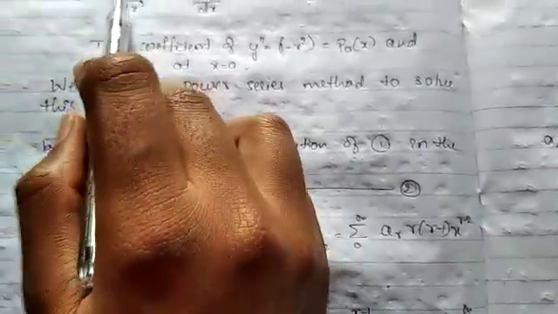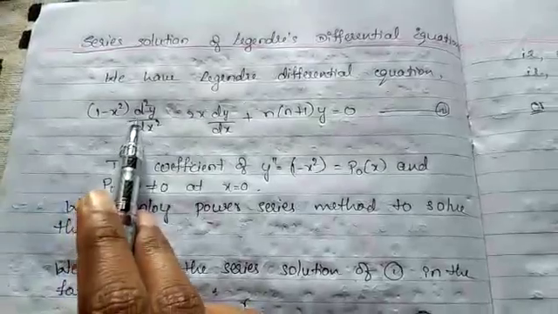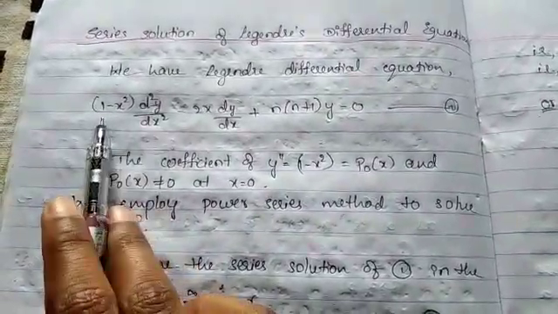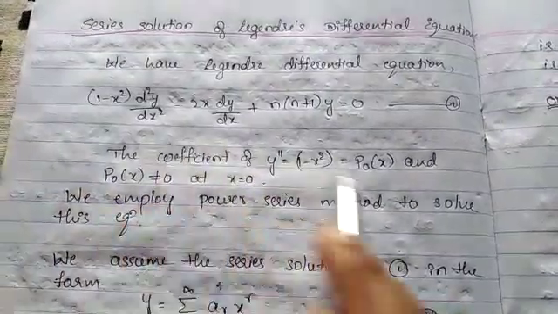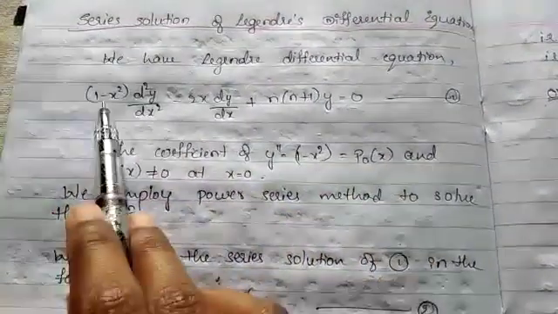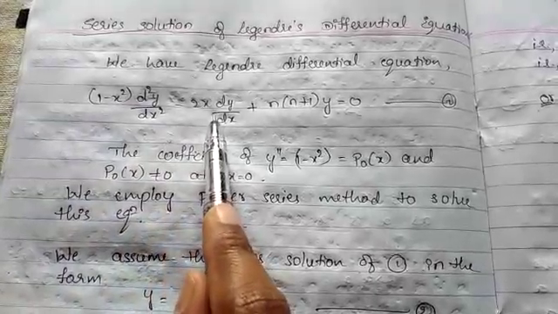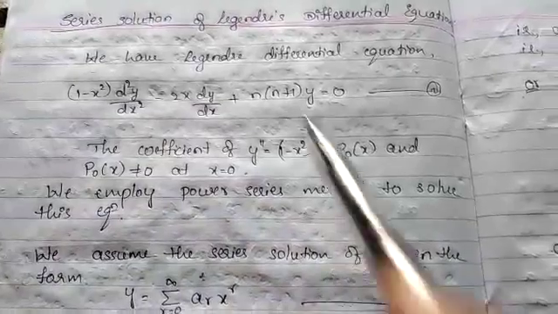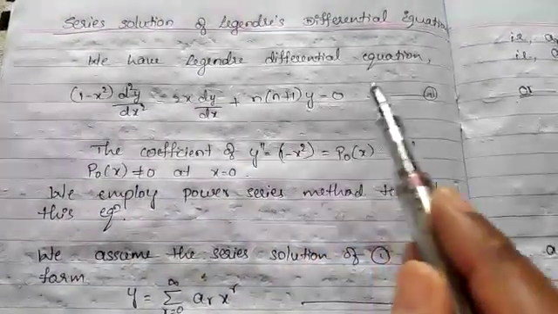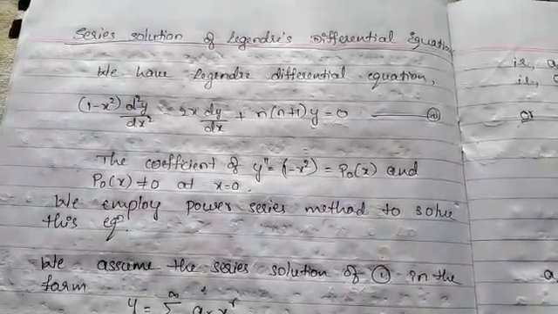Then check the coefficient of d square y by dx square, which is 1 minus x square. That is p naught of x. So p naught of x d square y by dx square plus p naught of x p1 of x dy by dx plus n into (n plus 1) y equal to 0. This is the standard form.